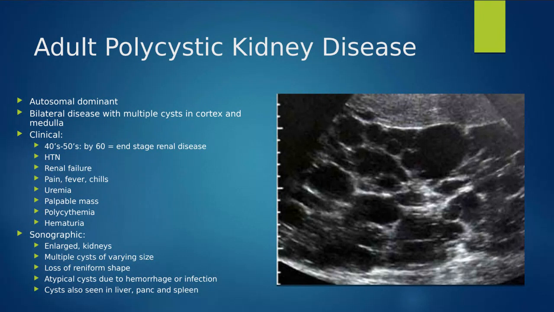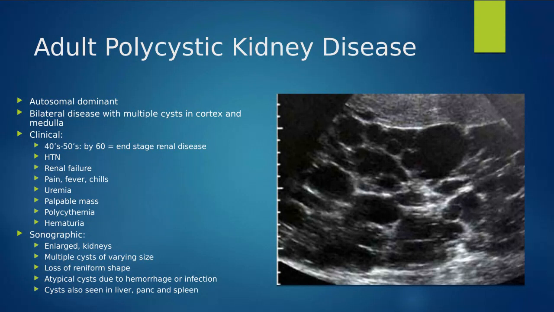Clinically, this is going to affect patients well into adulthood, 40 to 50-year-olds, but usually by the time they turn 60, they are going to have end-stage renal disease. So these patients are going on dialysis. They're hopeful to get a kidney transplant. They're going to have hypertension, renal failure, all of the other symptoms that are associated with non-functioning kidneys: pain, fever, chills, hematuria, uremia. They could potentially have a palpable mass depending on how big these cysts get. And they can also have polycythemia as well, so kind of an interesting little clinical sign.